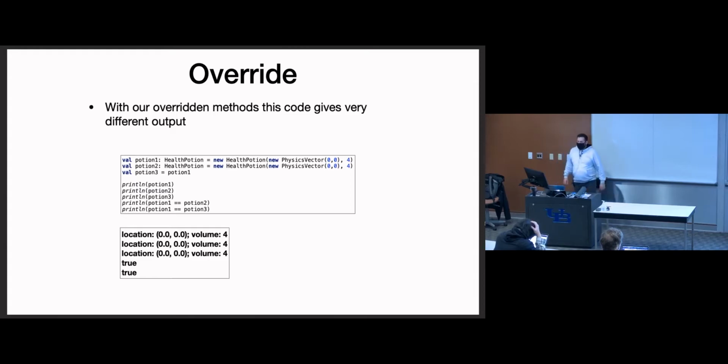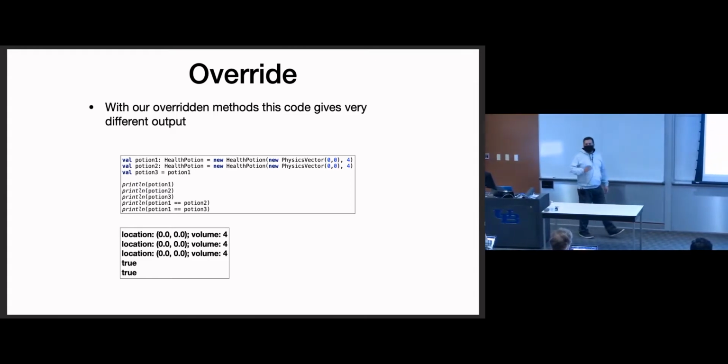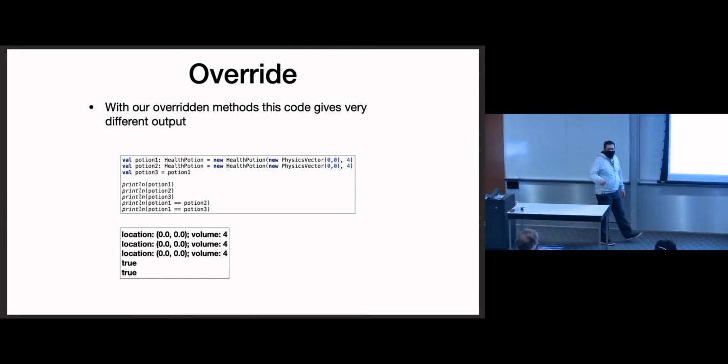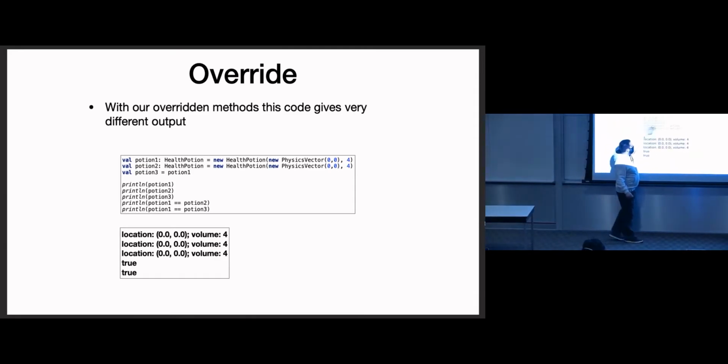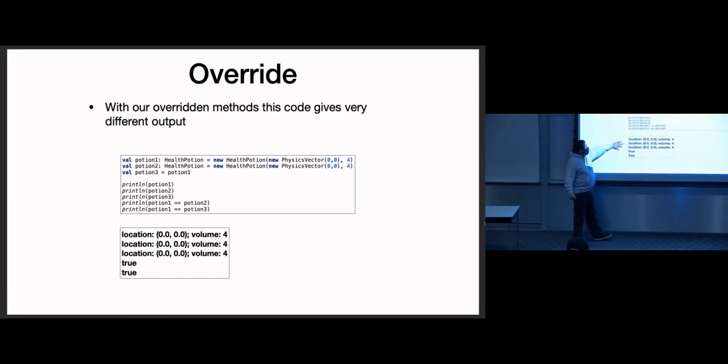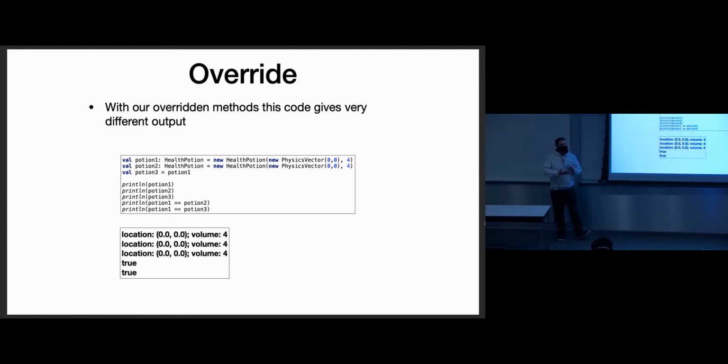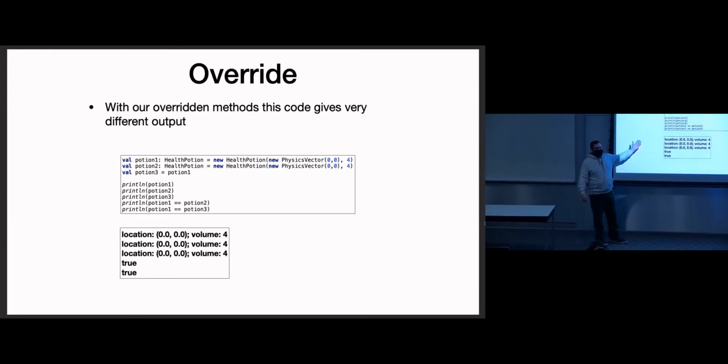Now we run the same exact code, just with those overridden methods in the HealthPotion class, and we get very different behavior. When we print health potions, we actually get something meaningful here. We actually get the location and the volume printed to the screen in a format that makes it easy to see what information is being communicated, not just the name of the class and some arbitrary reference.